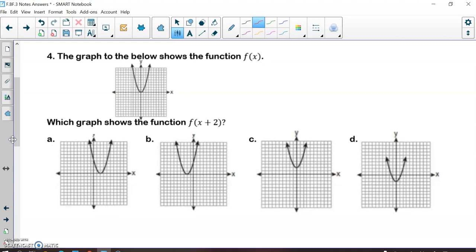The graph below shows the function f of x. What graph would show the function f of x plus 2? Remember, f of x plus 2, when it's inside of parentheses, is the same as f of x minus a negative 2, because horizontal translations are in terms of a minus sign. So this means I'm going to be going 2 units towards the left, towards the negative values. So that would be graph B.